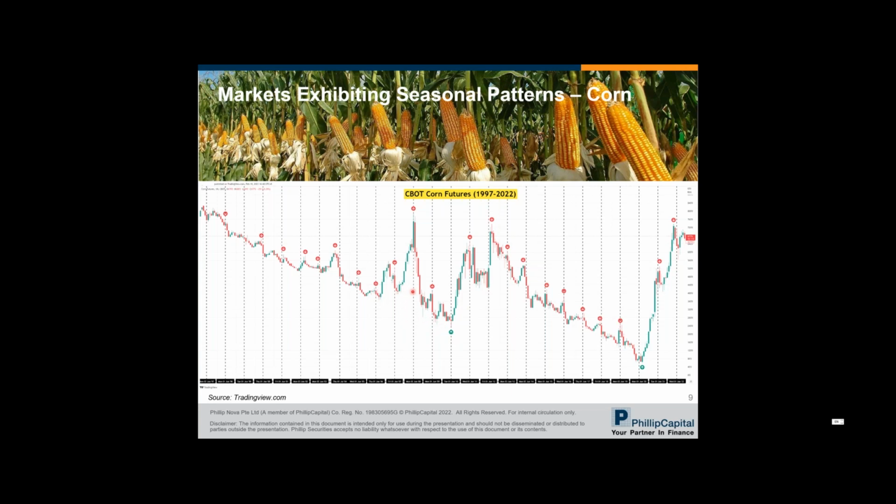Thus, a futures trader trading the commodity market such as corn can then incorporate these seasonal patterns into his strategy and look out for shorting opportunities between May to August period. Or if he is holding on to a long position, then he can get ready to offload this position coming to the middle of the year.